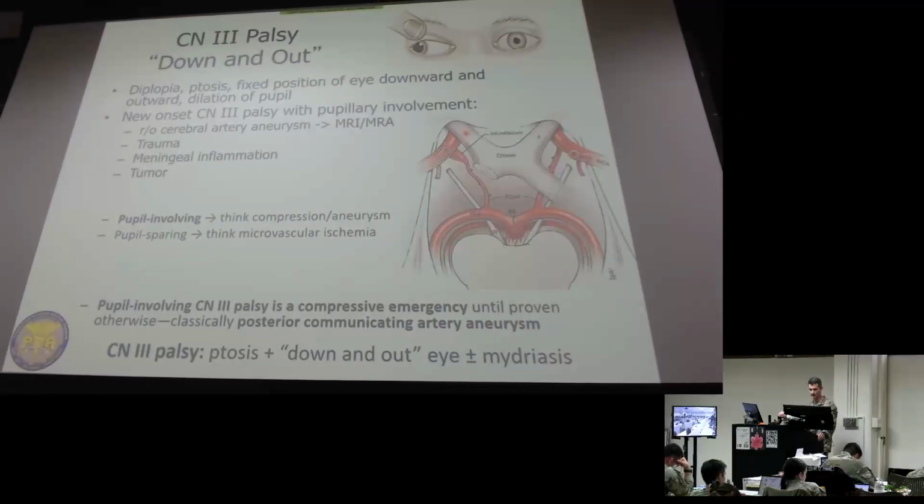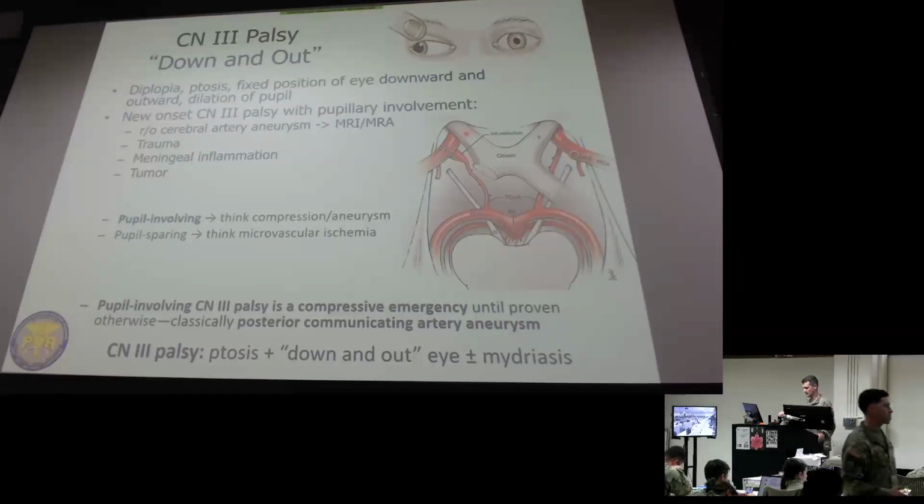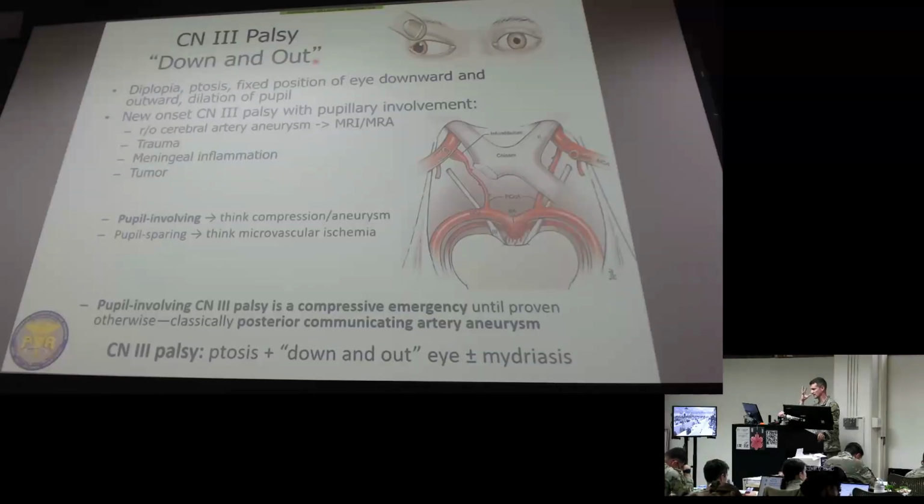All right, cranial nerve 3, down and out. We all feel very good about that now, right? As far as identifying that. The question is, all right, he's down and out. What does that tell me? What do I need to do about that? So the thing that we need to pay attention to is whether or not it is pupil involving or pupil sparing, because a lot of times down and out might not always have the pupil blown out completely.